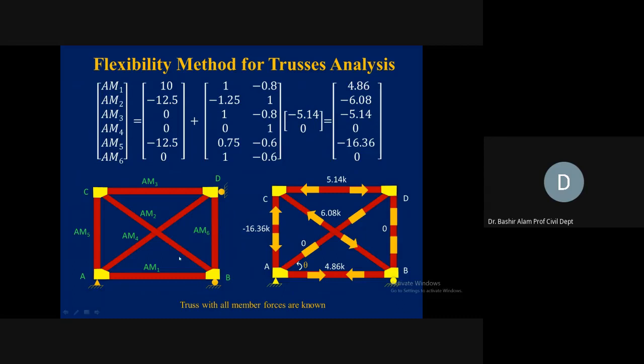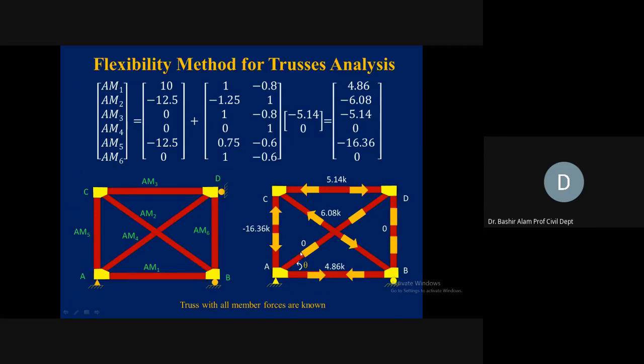Now 4.86 is AM1, so 4.86 here you see. This BC member force was our AM2, which is minus 6.08. Minus means it is compression towards the joint. So towards the joint, you see 6.08. AM3 was this member CD force. It is coming again compression because of this minus, so towards the joint. AM4 was member AD. Here again, you see it is 0.